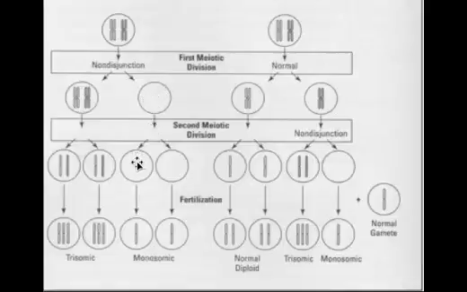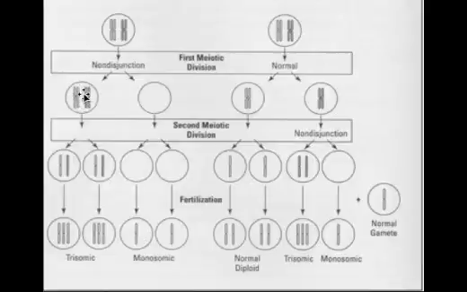So in this case, I'm minus 1 with regards to chromosome number. If fertilization does take place, then I will be monosomic for this particular chromosome. There would still be the other normal chromosomes there, but I would be monosomic for this particular chromosome.